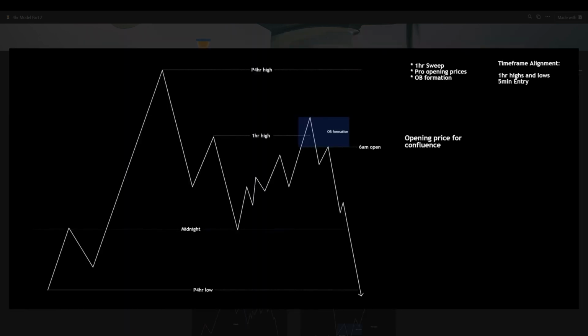Okay, another example here, that's the same one, isn't it? Oh, sorry, yeah. So here's another example where you've got opening prices for confluence, okay? For instance, if you opened up there, you immediately take a 1 hour high, you lose 6 a.m., and then you can look for that back test of 6 a.m. with your OB. So sometimes you're going to see opening price confluence, and you'll see some actual examples of that in a sec.